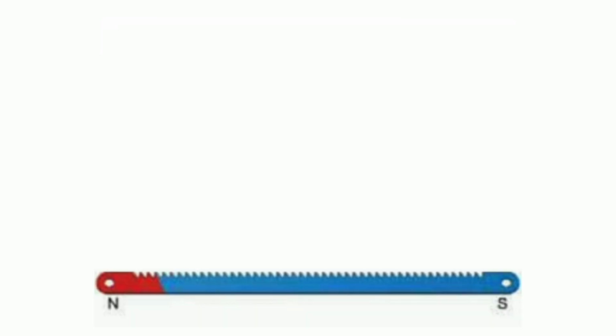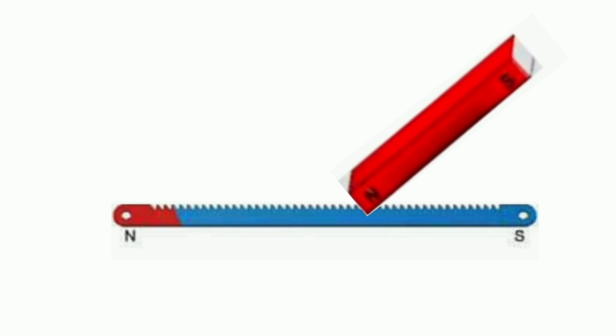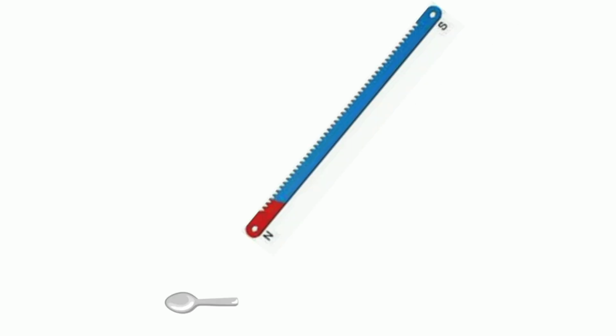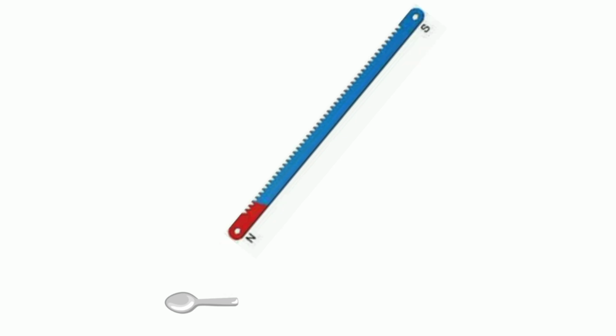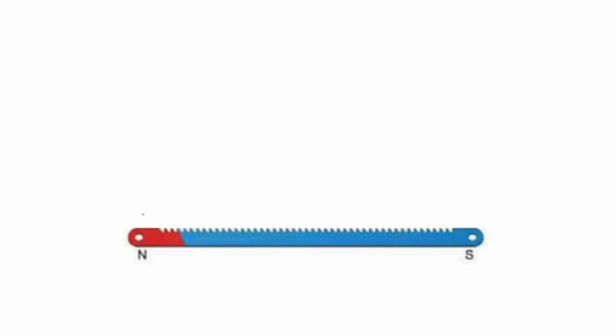An axe saw blade is a magnetic material that can be attracted by a magnet. But a normal axe saw blade cannot attract any other magnetic materials. But we can convert this normal axe saw blade to a magnet by following some procedure.